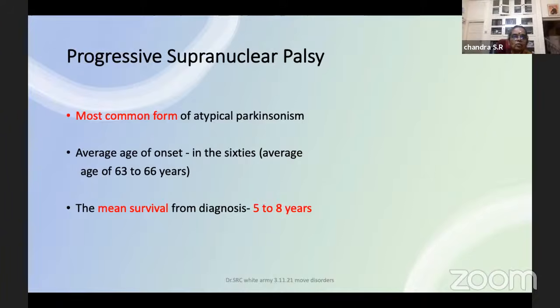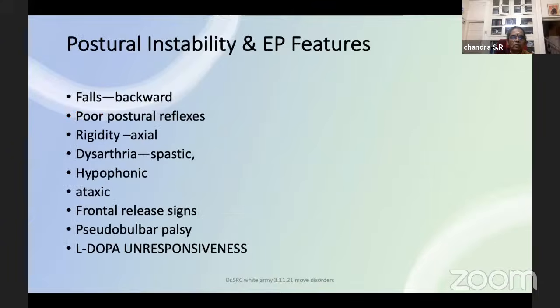I'll quickly go through this. This is common, all of you would have seen. It's the most common atypical PD. Usually happens in the late 6th decade with a relatively reduced survival. They have got axial rigidity, poor postural righting reflexes, severe falls, pseudo-bulbar features, and frontal lobe signs, and it is unresponsive to treatment.